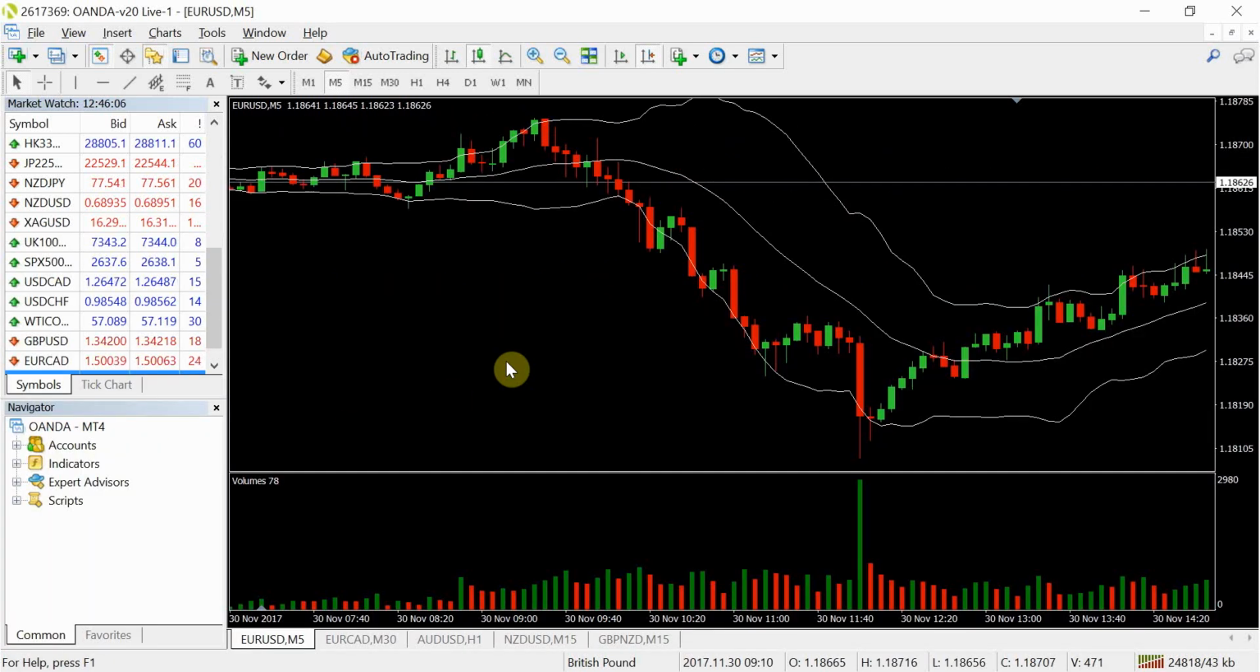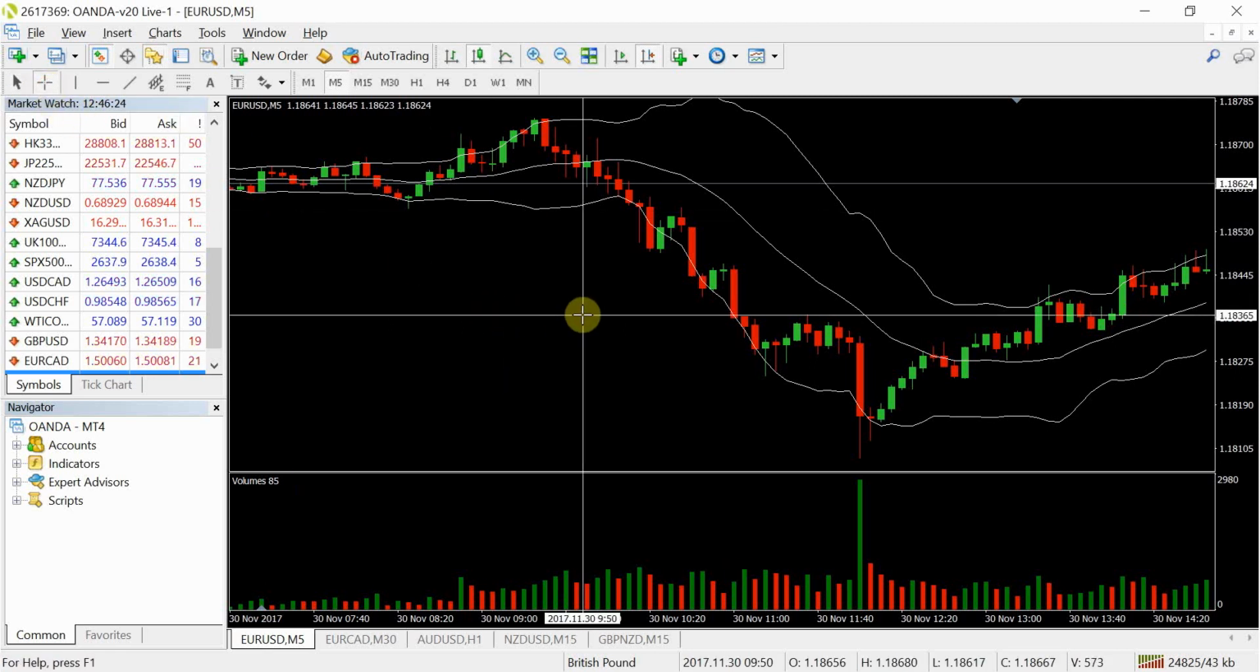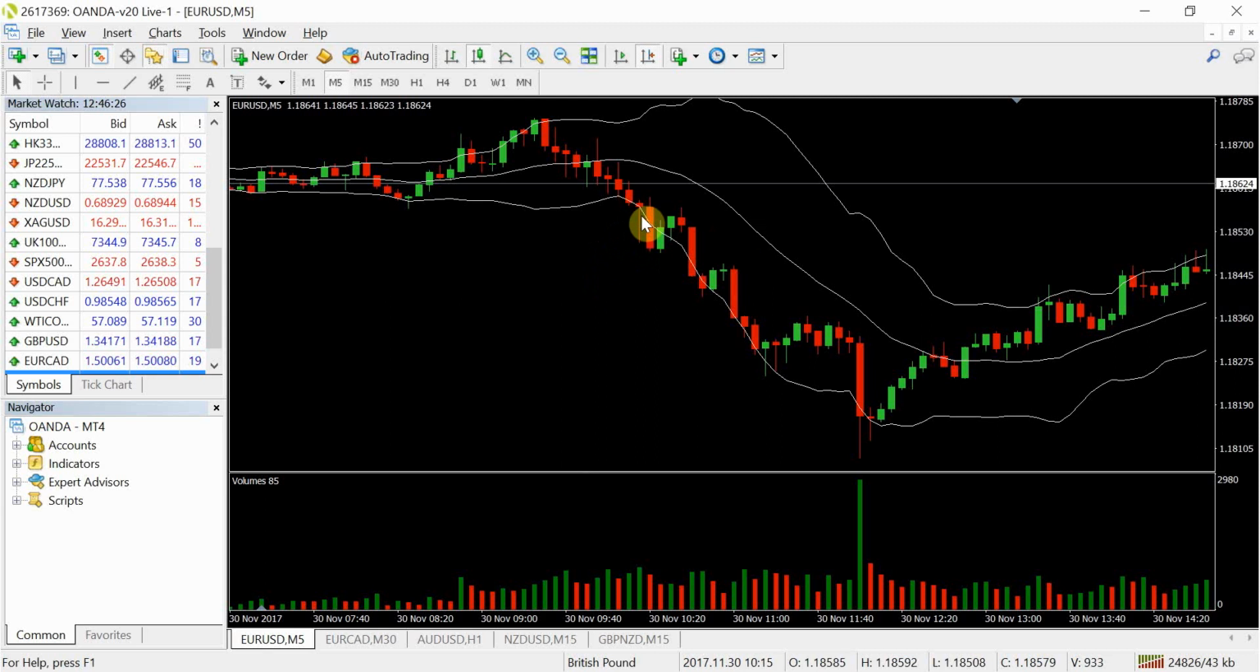So what is the system that I'm trading? It's a combination of price action in terms of candlestick formations, and also the Bollinger Band and volume. The way the system works is it looks for 3 bars, either red bars or green bars, where at least one of the 3 bars has touched the Bollinger Band.